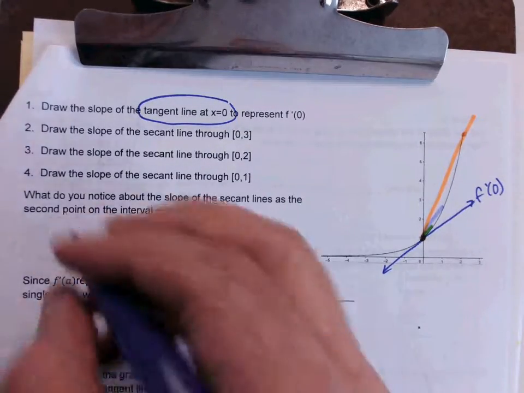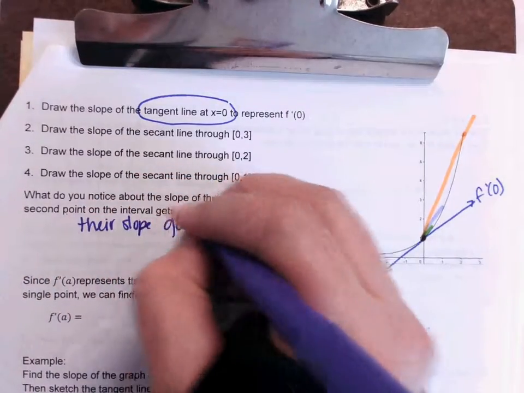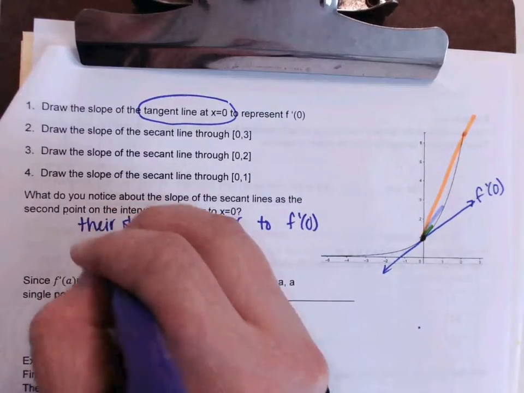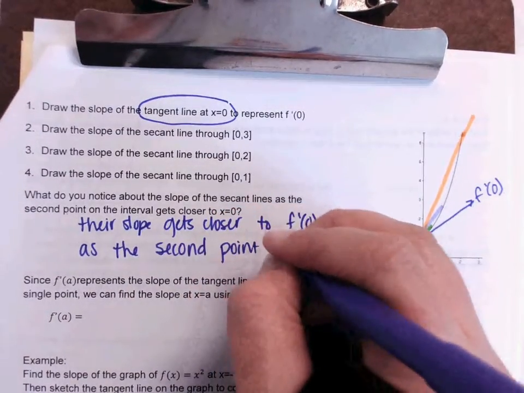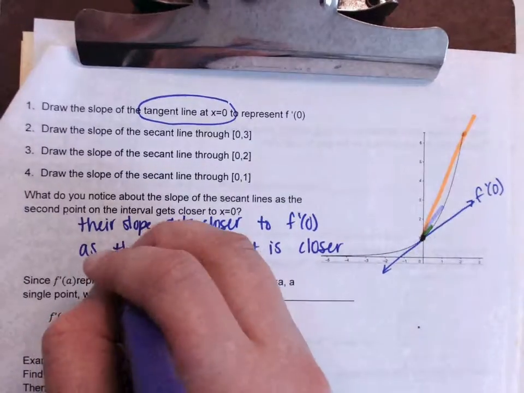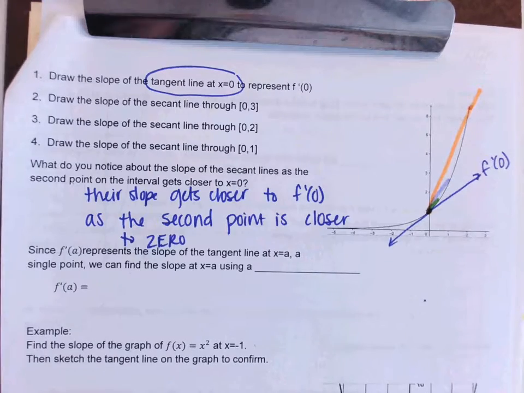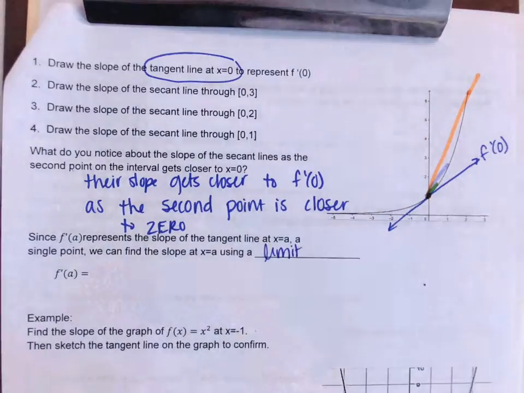What do you notice about the secant lines? Their slope gets closer to f prime of 0 as the second point is closer to 0. So as my points get closer together, my slope gets closer to the real slope at that point. So we can use limits, that's this blank right here. You can use a limit to algebraically find this value.